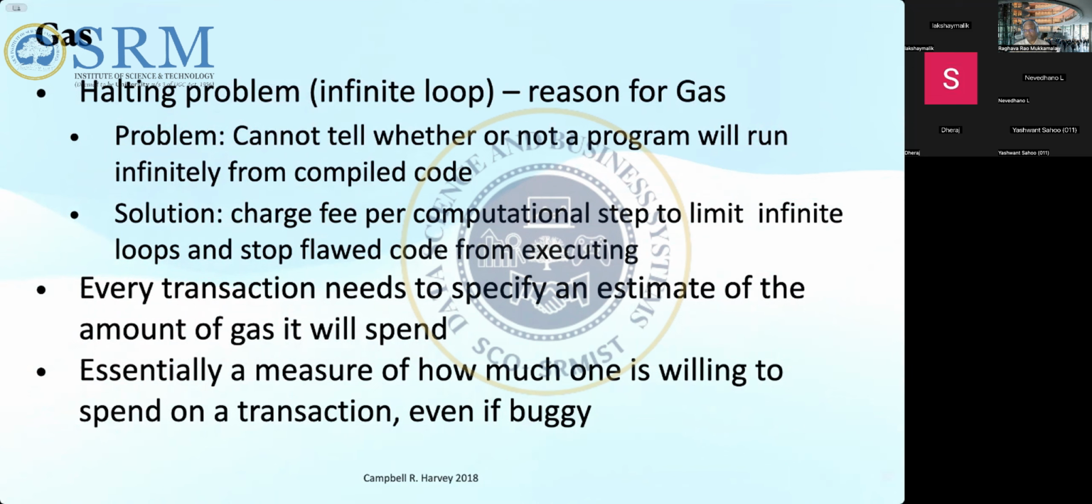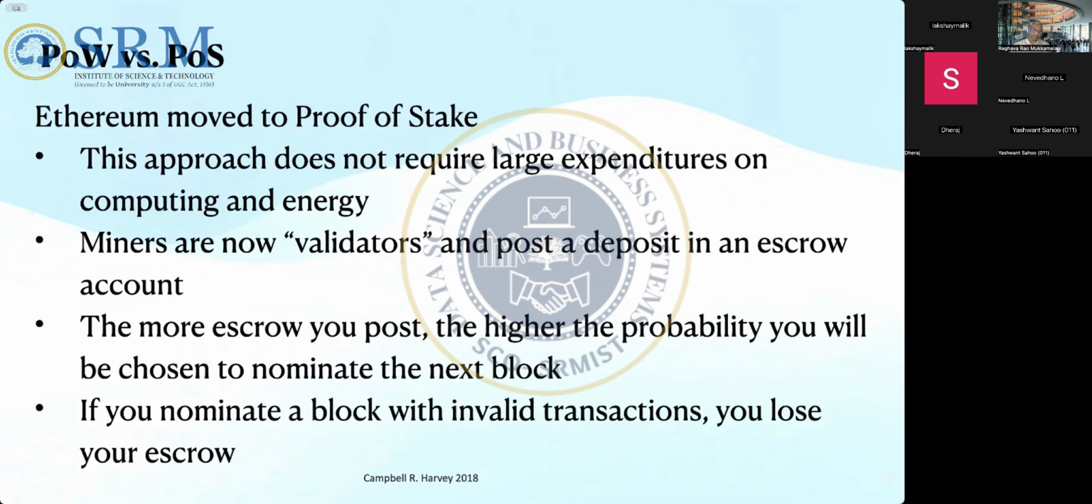So essentially it is a measure of how much one is willing to spend on the transaction. So that is the gas transaction thing. But before going into the gas semantics a bit more, let us look into the proof of work versus proof of stake change that happened in Ethereum. So Ethereum moved to proof of stake in 2022.